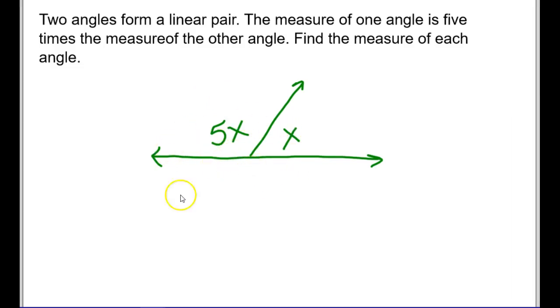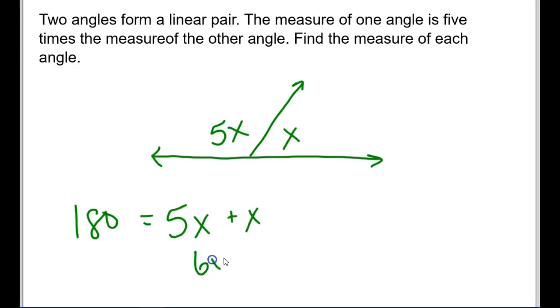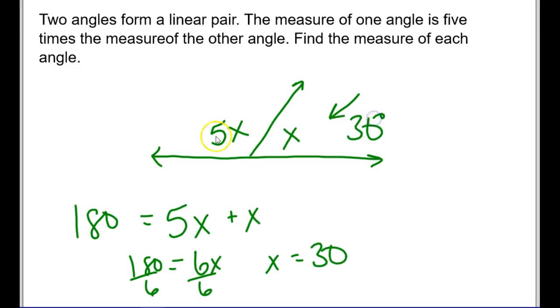Now find the measure of each angle. Since I know they form a linear pair, I know they add to 180, so I can add them together. That gives me 6x equals 180. So x, because I divide by 6, equals 30. That tells me the measure of this angle is 30 degrees. If I multiply that times 5, that gives me the measure of this angle. I can also double check: do these 2 add up to 180? 150 and 30 do. So I know that I'm right.